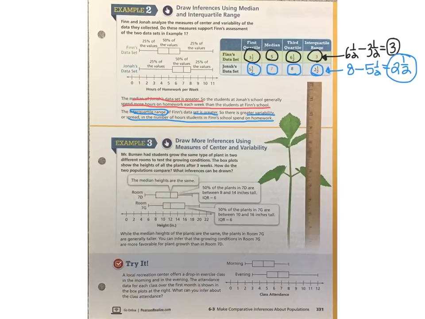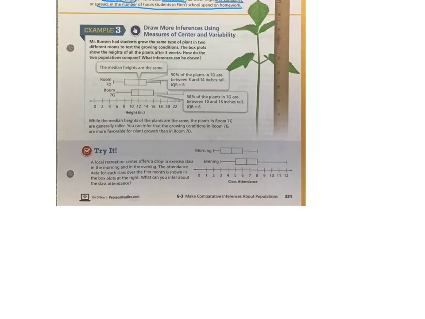Now take a look at example 3. We're going to draw more inferences using measures of center and variability. This time we're going to be talking about the growth of plants. Mr. Bunsen had students grow the same type of plant in 2 different rooms to test the growing conditions. The box plots show the heights of all the plants after 3 weeks. How do the 2 populations compare? What inferences can be drawn? We'll take a look at room 7D and room 7G.